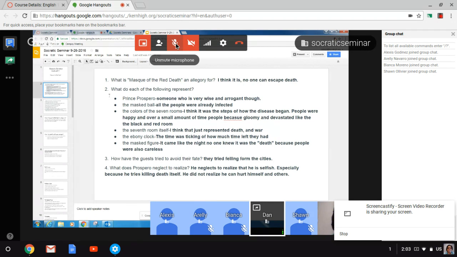I think it was the steps of how the disease began. People were happy, and over a small amount of time, people became devastated, like the black and red room. I think what this student is trying to say is that each of the rooms represents a different stage in life. And we'll talk more about that later. The 7th room itself, this student says, I think that just represented death and war. Do you agree with that? Do you think the 7th room represents death?